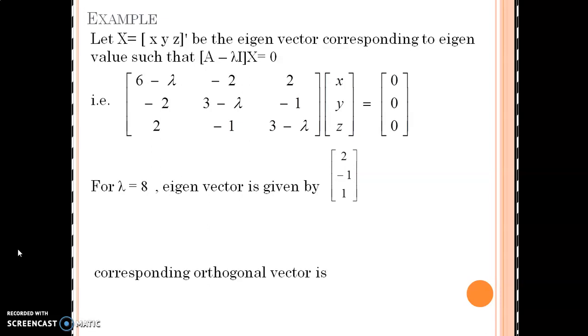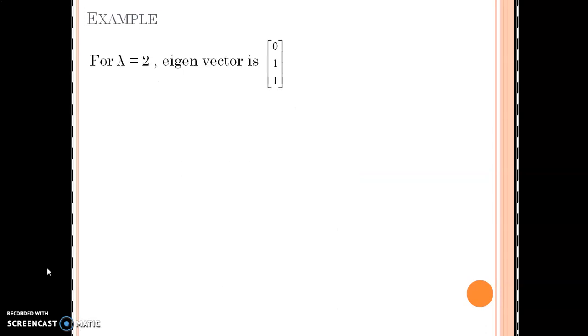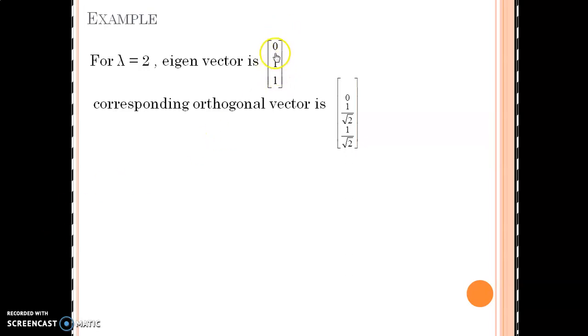And the corresponding orthogonal eigenvector will be obtained by dividing each component by the square root of 2 square 4 plus minus 1 square 1 plus 1 square 1. So 4 plus 1 plus 1, that is 6. So each component will be divided by root 6. So it is 2 by root 6, minus 1 by root 6 and 1 by root 6. Similarly, for lambda equal to 2, we get the eigenvector as 0, 1, 1 and the corresponding orthogonal vector becomes 0, 1 by root 2, 1 by root 2, because in the denominator it will be 0 square plus 1 square plus 1 square. So that is 1 plus 1, 2, so the square root of 2.